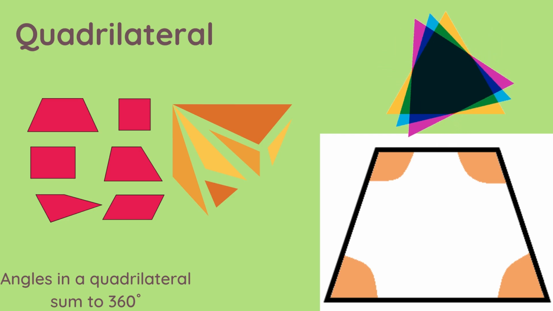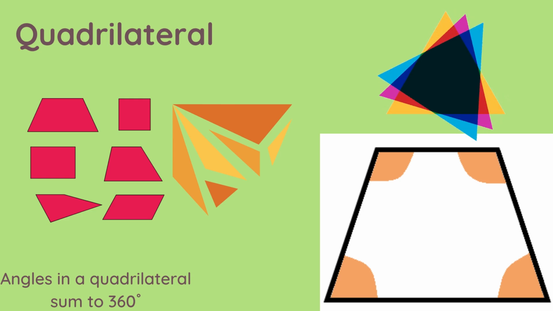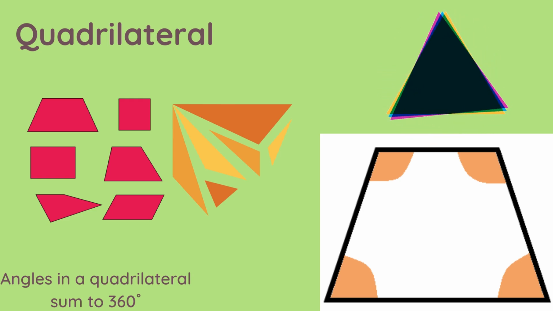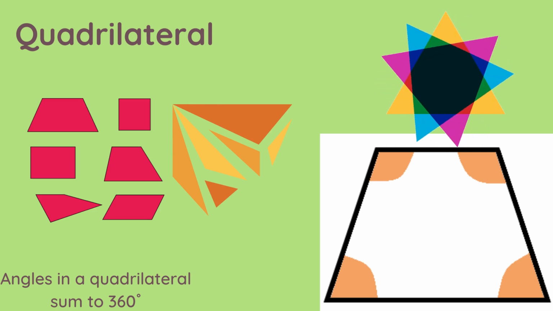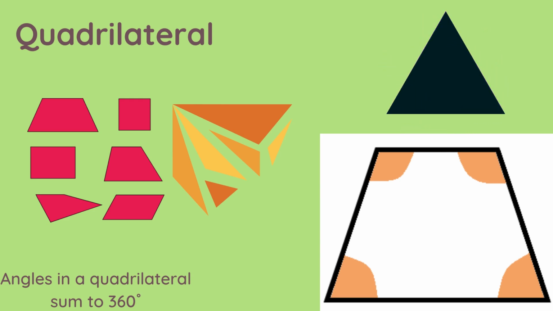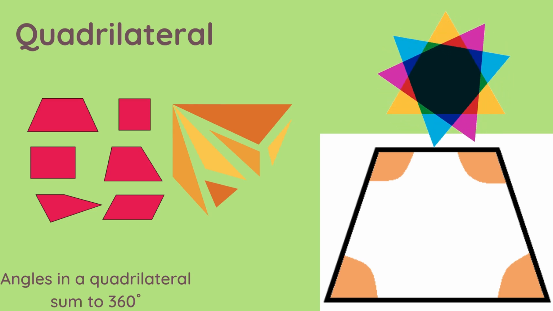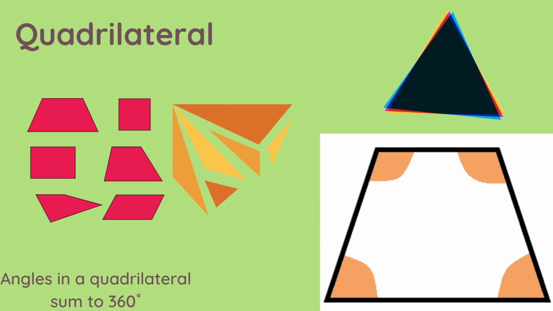Quadrilateral. It means 2 triangles. In geometry, the sum of the angles of any quadrilateral is always 360 degrees. You can always divide a quadrilateral into 2 triangles by drawing one of its diagonals. Each diagonal splits the quadrilateral into 2 triangles.